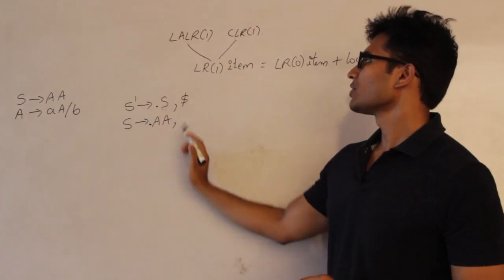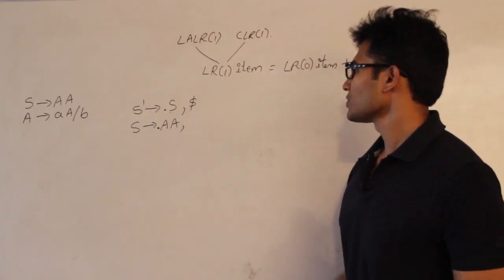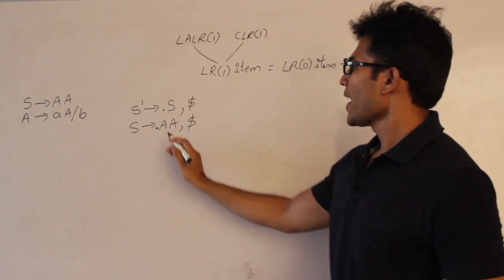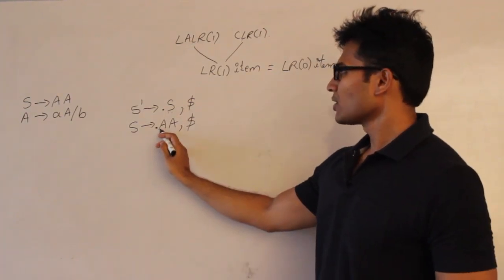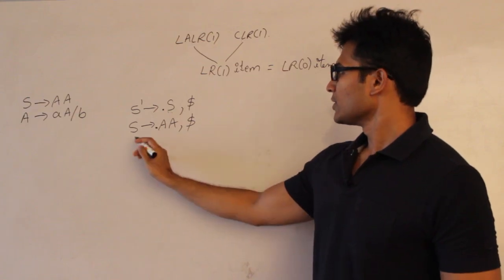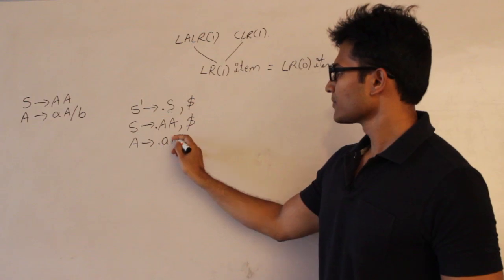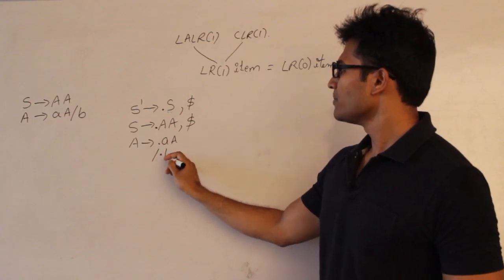Now what is remaining after that S? Only dollar. So what is first of dollar? First of dollar is dollar. Okay, now I have to add A productions because of the dot before this A. Therefore I am going to add A productions. A derives dot AA or dot B.